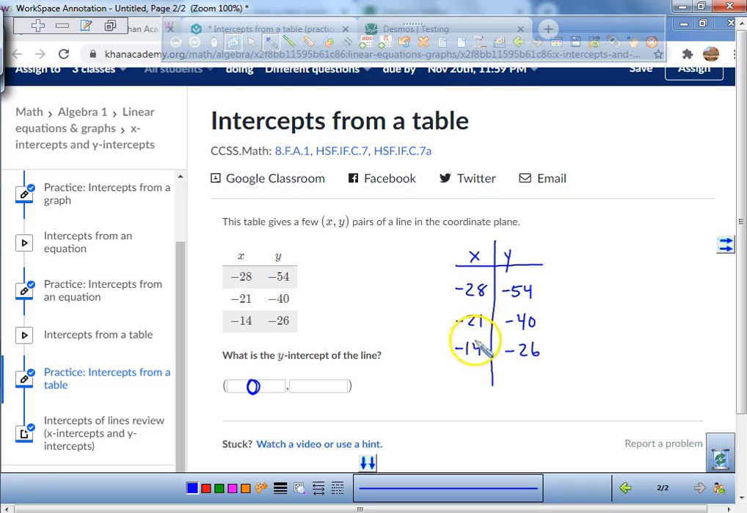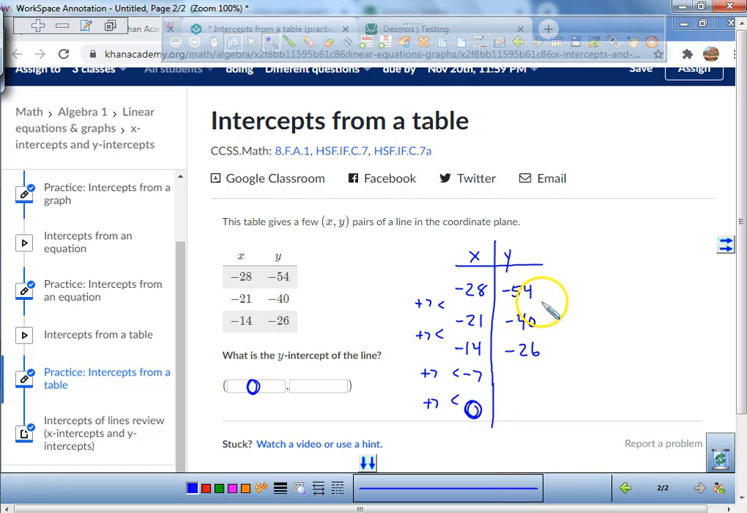All right, so what's happening? And here, what's the change in my x's? They're going up by 7. So can you guys see how it kind of goes up by 7? So right here, if I go up by 7, that's going to put me at a negative 7. And if I go up by 7 more, that's going to put me at a big old fat 0.